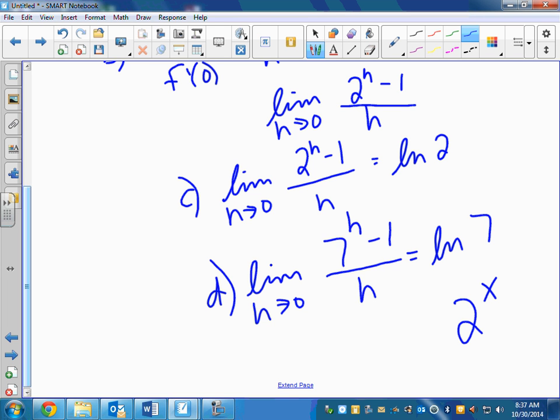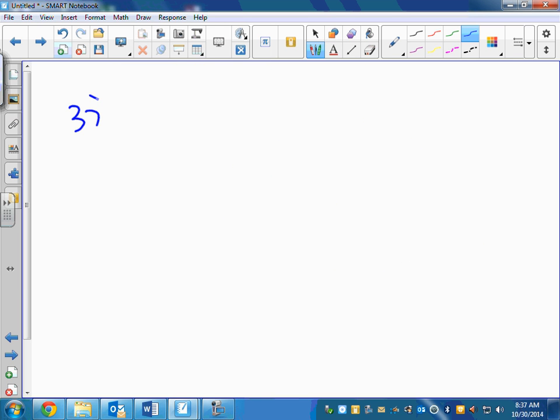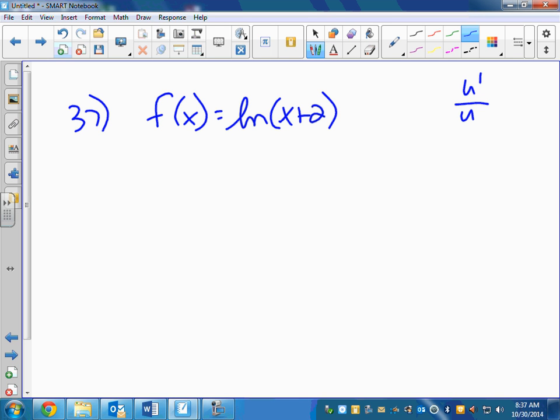Last one. I asked you to find domain on this. That's kind of just a nice reminder about the domain of ln functions. The derivative of ln of u is u prime over u. So if I'm going to do the derivative of this, the derivative of x plus 2 is just 1 over u, which is x plus 2.